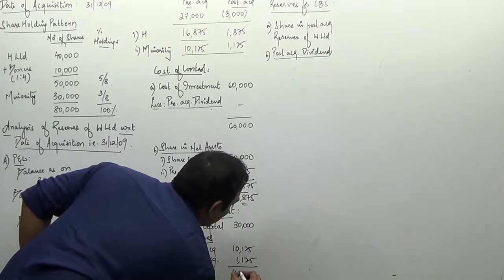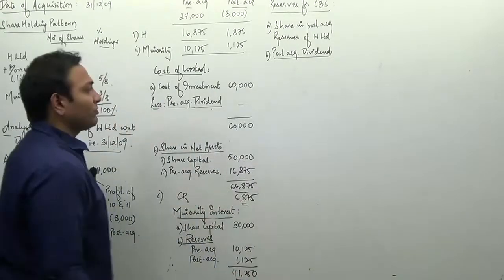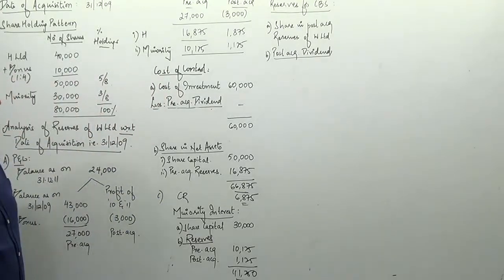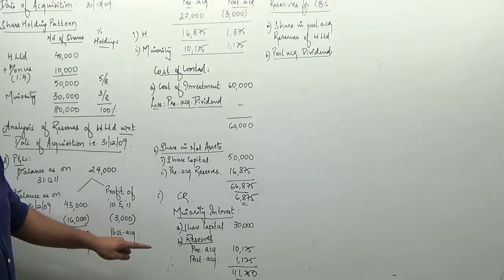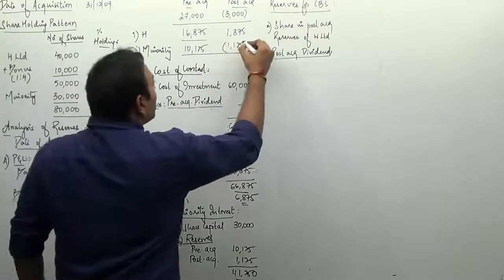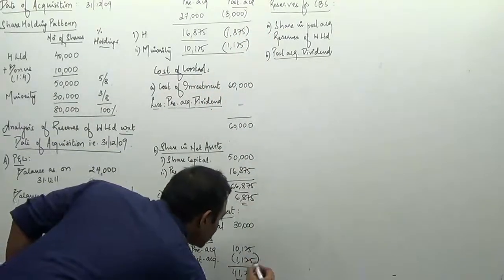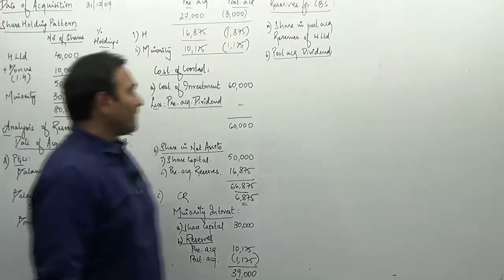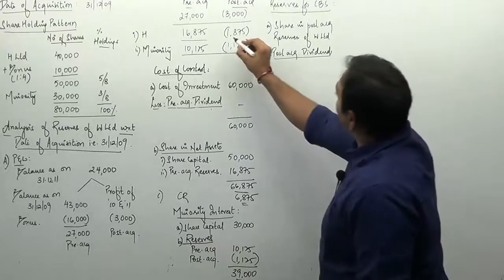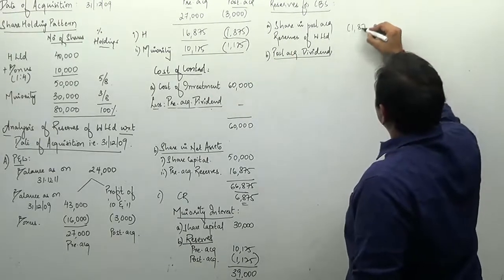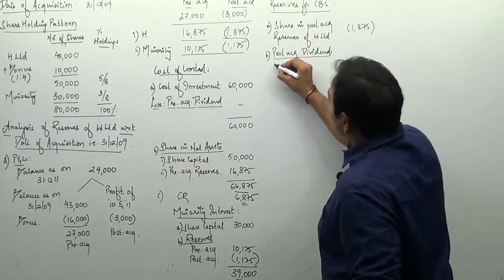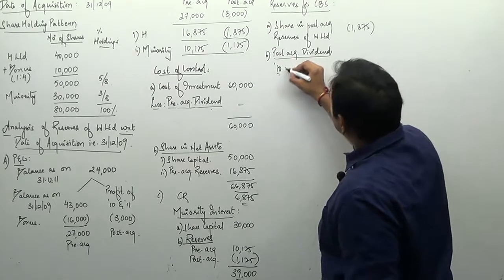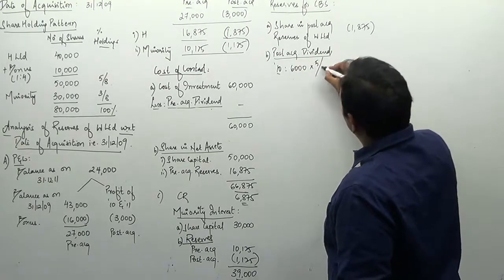This will result in 41,250. Yes guys, I'm really sorry, this is negative. So if this is taken as negative, then this should be only 39 then. Share in post-acquisition reserves, in reserves for CBS, minus 1,875. Post-acquisition dividend is the 2010 dividend, 6,000 dividend, his share is 5 by 8 out of this.